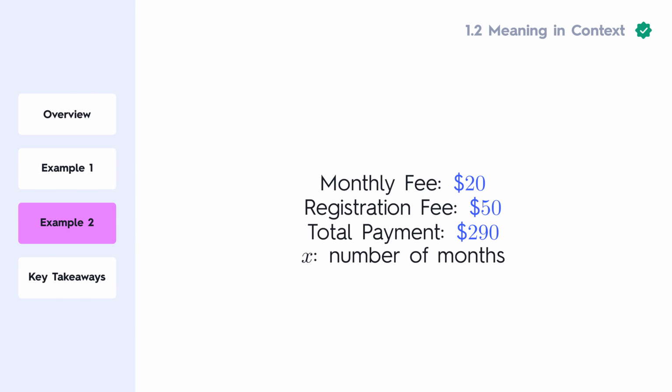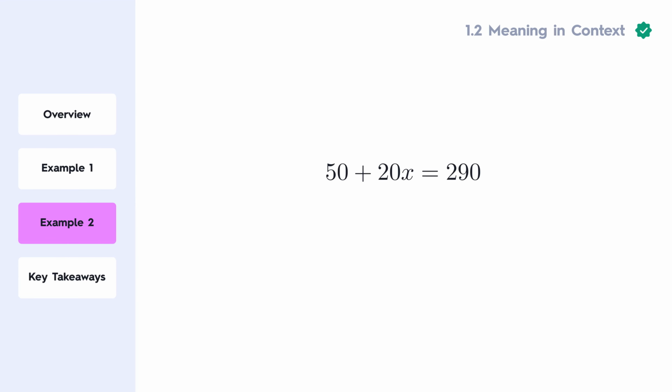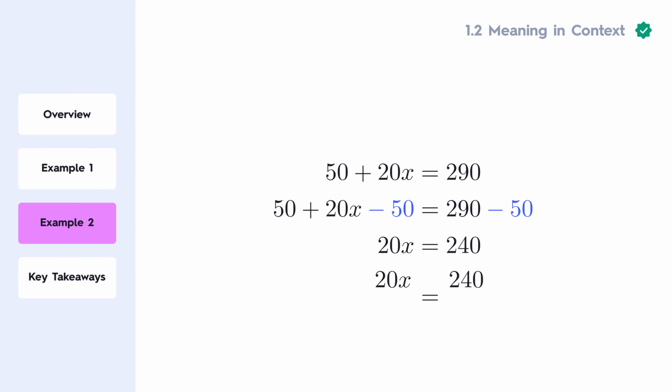Now, we can set up the equation. The total payment of $290 includes two parts: a one-time registration fee of $50 and a monthly charge of $20 per month for x months, giving us the following equation. Next, let's solve the equation to find x. First, subtract 50 from both sides. Now, divide both sides by 20 to get the number of months.